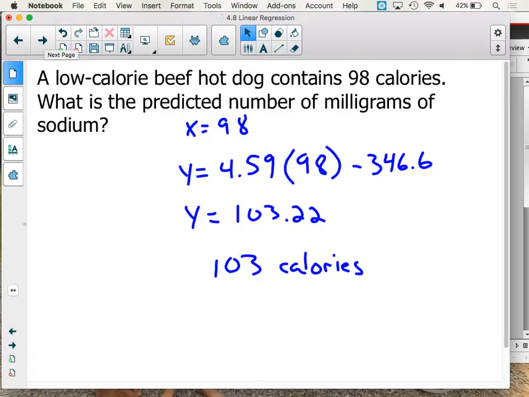So this is the topic called linear regression. If you need to rewind the video and maybe write down some of these steps, that would be very handy to do. You can use it either off the scatter plot page, or you could use it on the list and spreadsheet page.